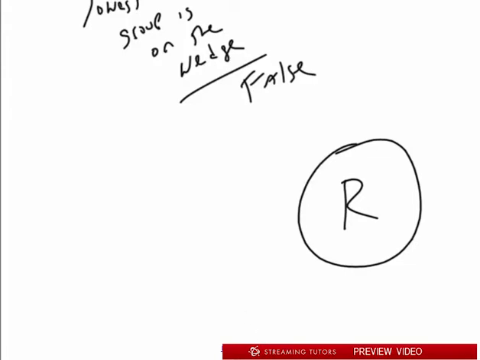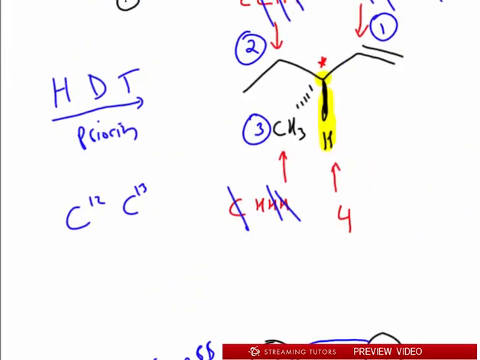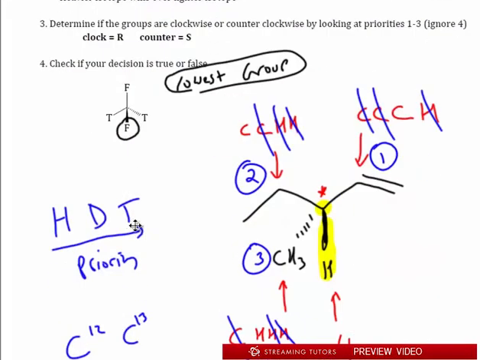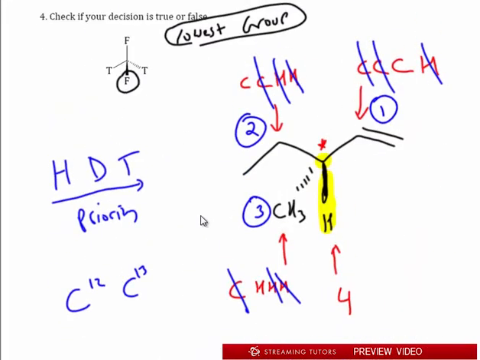So that's how it works. Now, the benefit of this rule is that it doesn't matter where they draw the lowest group. It doesn't matter how complex it is. All you need to do is follow my rules. Once you prioritize, you number 1, 2, and 3, you figure out, is it clockwise or counter? Clockwise is R, counter is S. And then you prove if your guess is true or false by looking at this diagram. That's it. That's how this works.